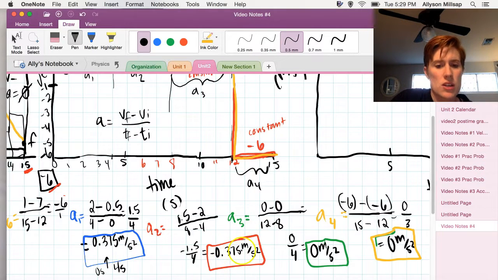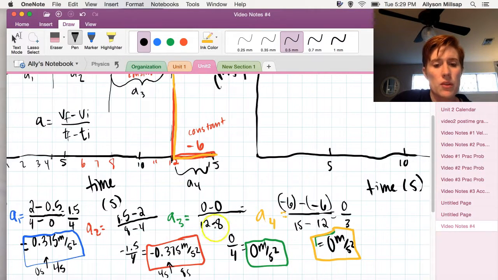What about this acceleration, the red one? Well, it was between 4 seconds and 8 seconds here. So between 4 seconds and 8 seconds, I have this acceleration. My third acceleration was between seconds 8 and 12. And then my last acceleration was between 12 and 15.